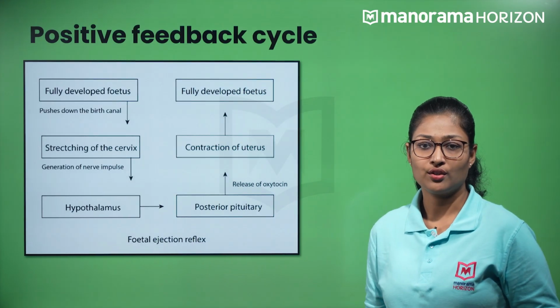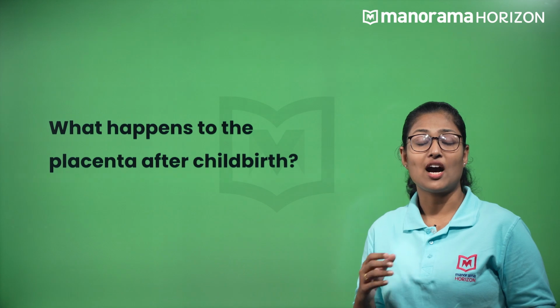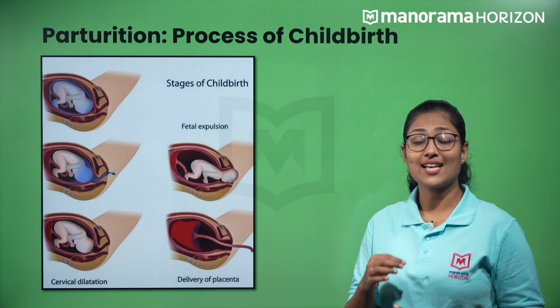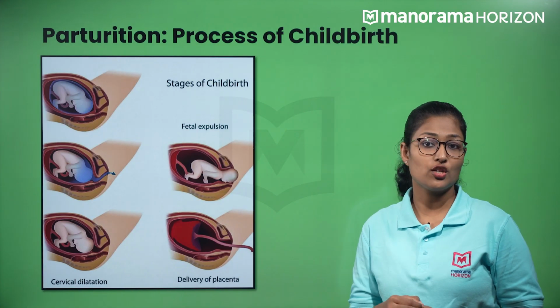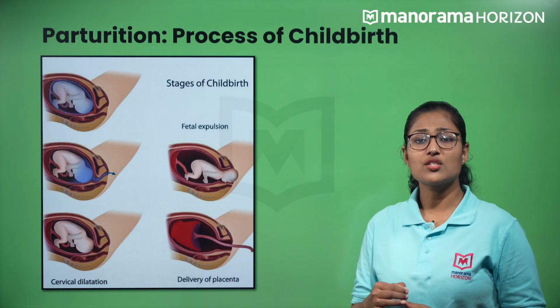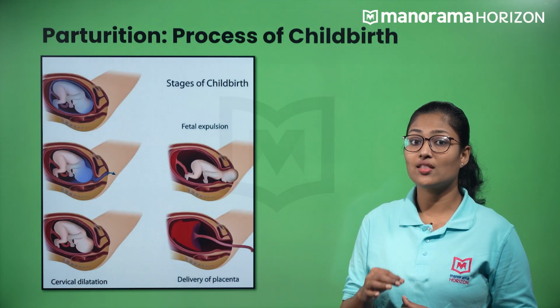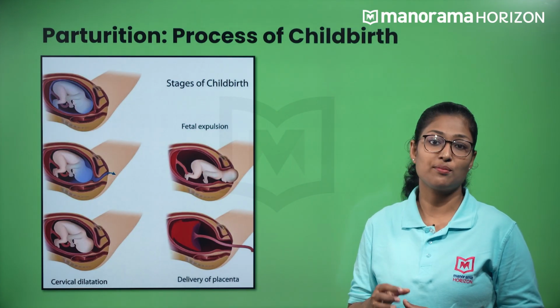I have a doubt here. What happens to the placenta after childbirth? After childbirth, the placenta is also ejected out of the uterus. Since oxytocin stimulates the uterine contractions, doctors inject this hormone to facilitate the childbirth.